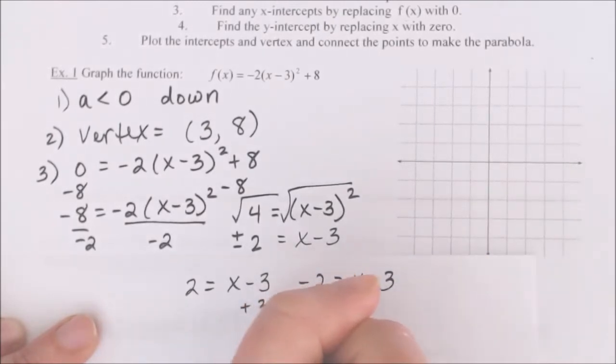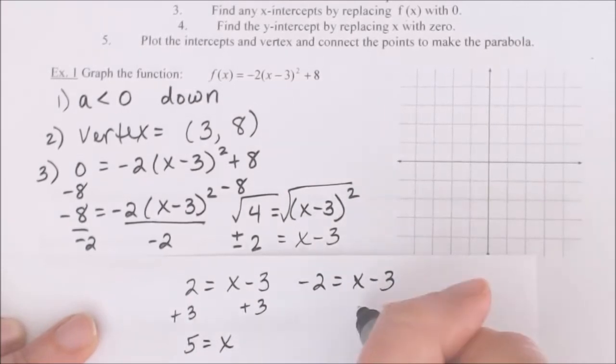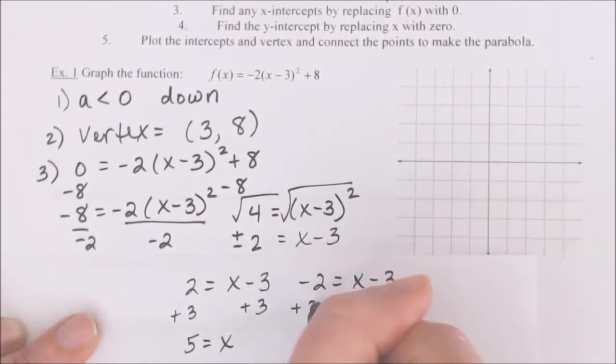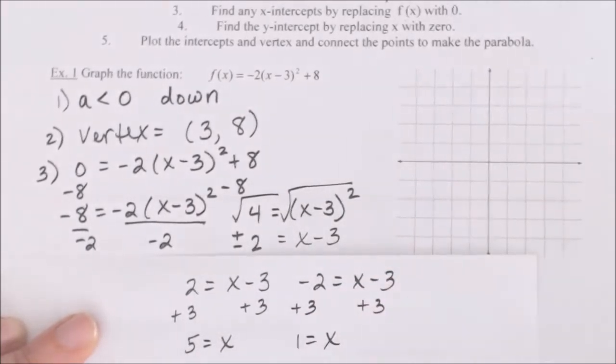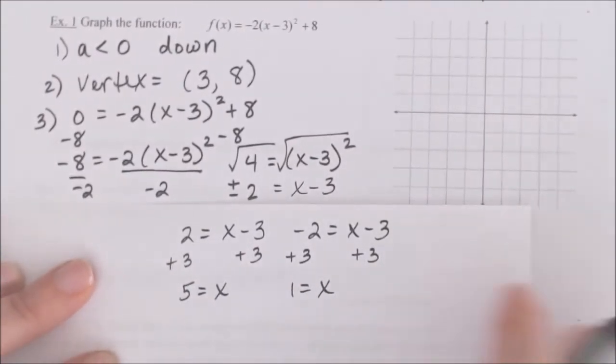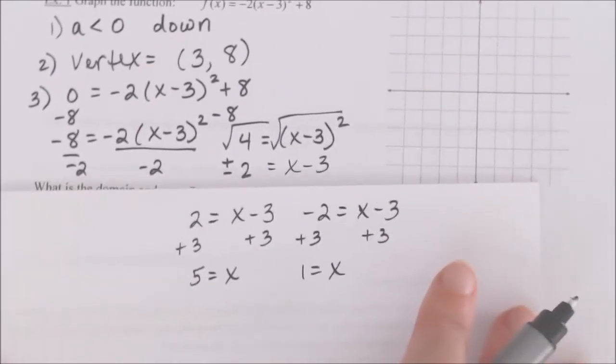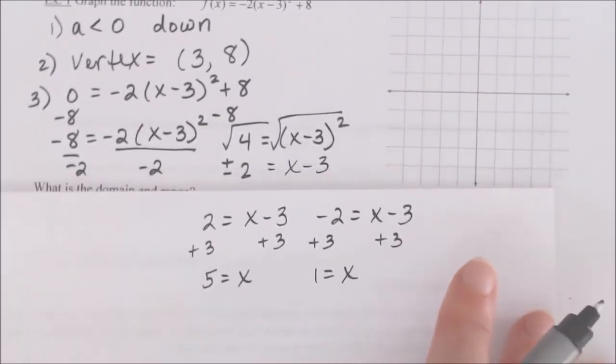So we're going to have two distinct x-intercepts here. One of them is going to occur at x equals 5. The other one, if we add 3, is going to occur at x equals 1. So those are my two x-intercepts at 5 and 1. Step 4 was to determine any y-intercepts. So I'm going to replace x with a 0 so that I can find the y-intercepts.